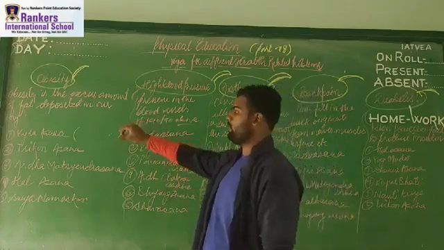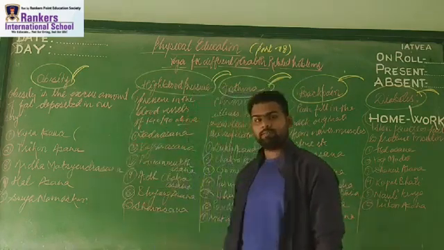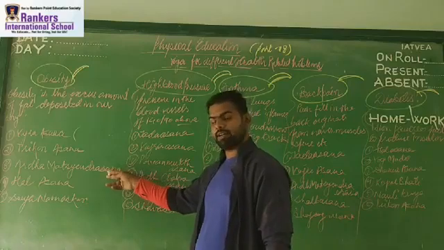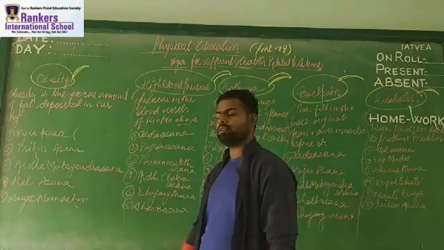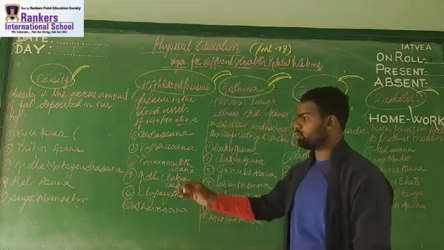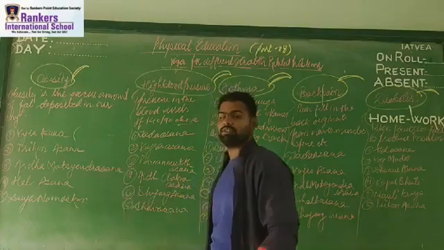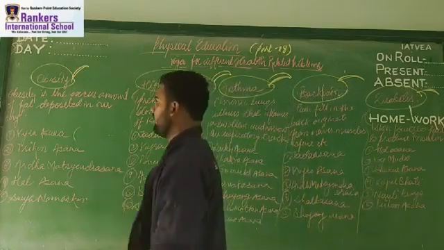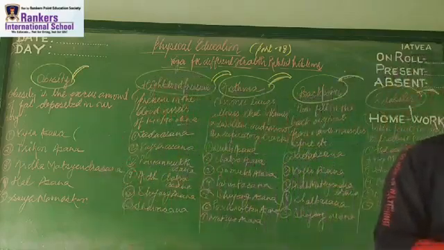So what can we go for if we have obesity? For obesity, we go for Vajrasana, you can go for Trikonasana, Ardha Matsyendrasana, Halasana, and you can go for Surya Namaskar too. Halasana is also called plow pose, Trikonasana is triangular pose, and Vajrasana is also called thunderbolt pose. Right? So this is all about obesity.